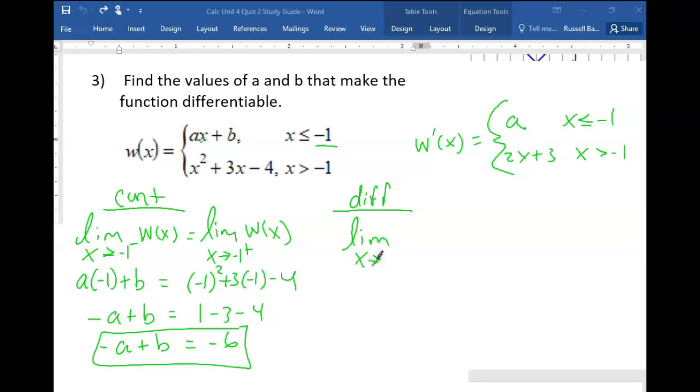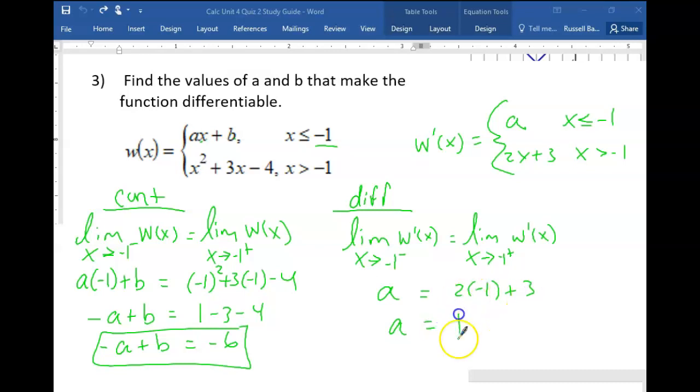So we're approaching negative 1 from the left with w prime of x, and we're also going to be approaching negative 1 from the right with the slope function. Which means basically I'm just going to be plugging in negative 1 at the top and the bottom and setting them equal. Now on the top there's nowhere to plug the negative 1 into. There's no x value, so that's just a. On the bottom, if I plug in negative 1, it looks like this, which means a is equal to negative 2 plus 3, which is 1.